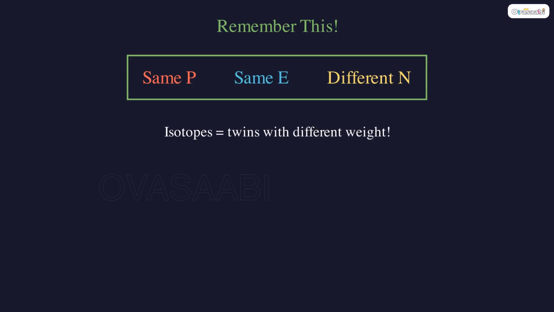Remember, same P, same E, different N. Isotopes are twins with different weight. That's your exam tip.